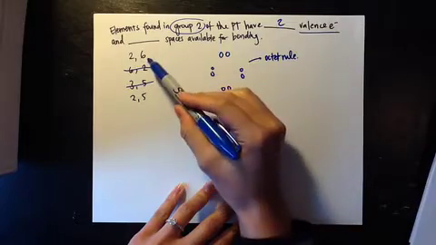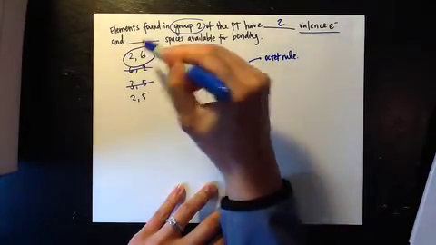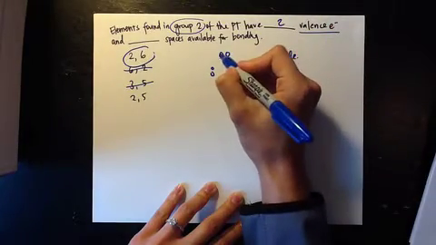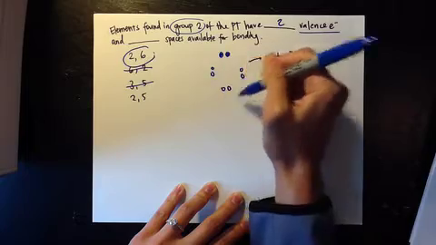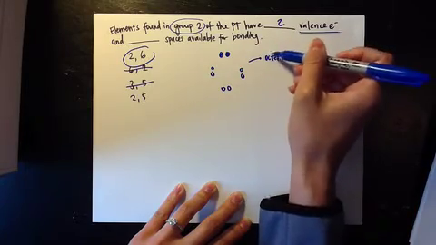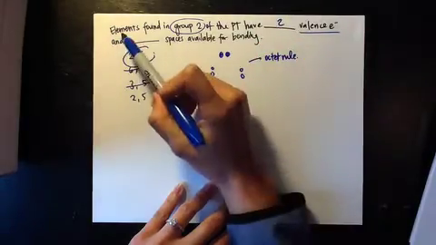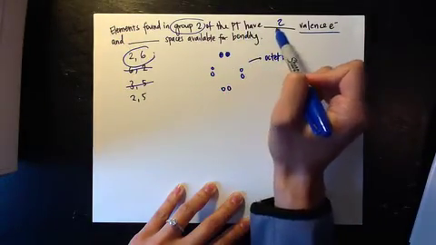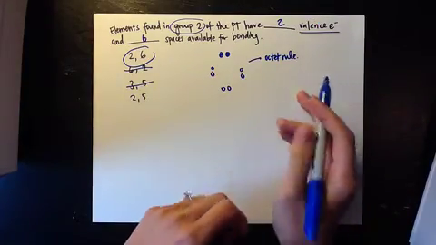So which one of these would be the correct answer? 2 and 6, right? So it would have 2 valence electrons, and it wants to gain 6 more so that it will fulfill the octet rule. Okay, so to summarize: elements found in group 2 of the periodic table have 2 valence electrons and 6 spaces available for bonding.